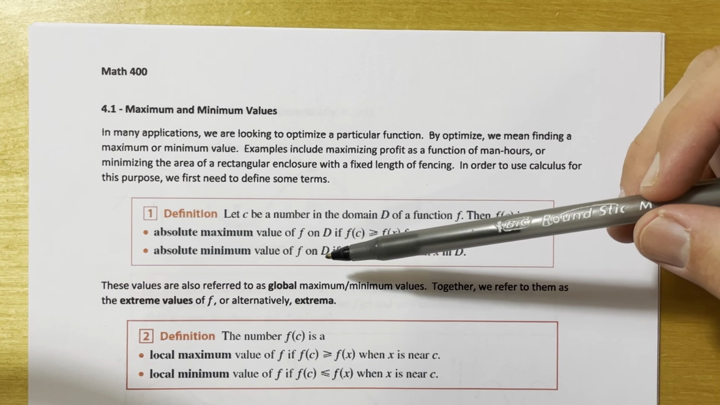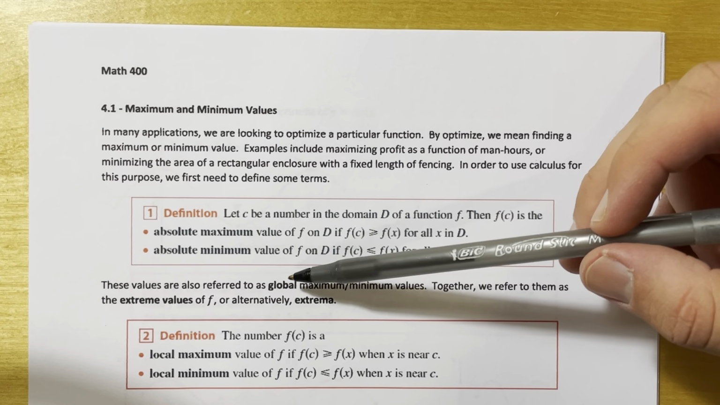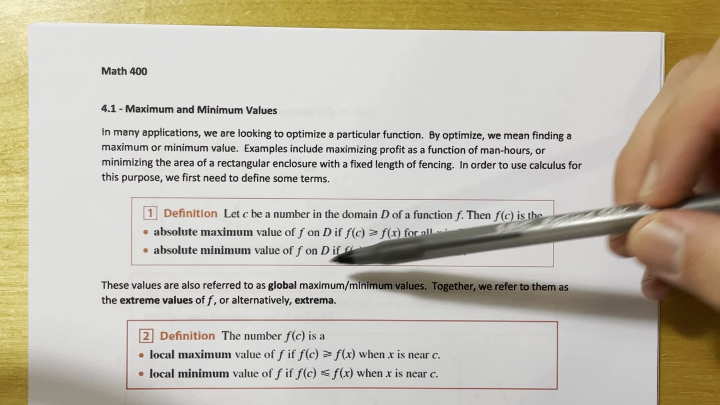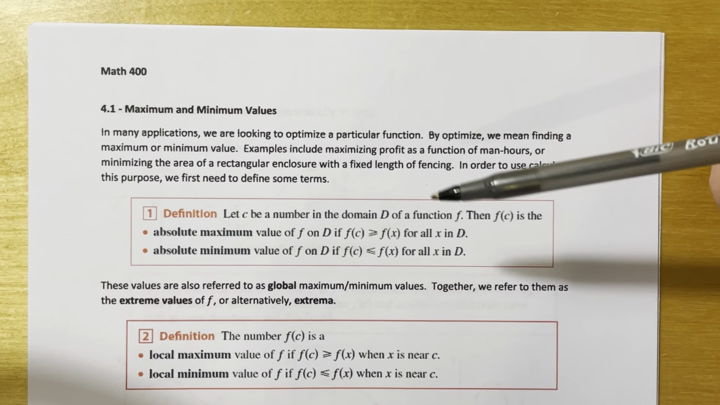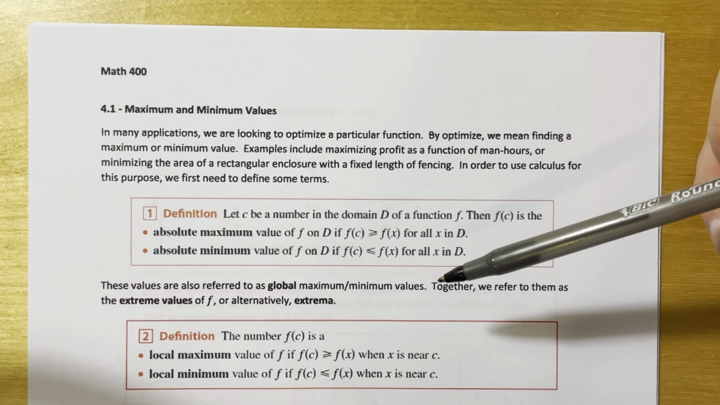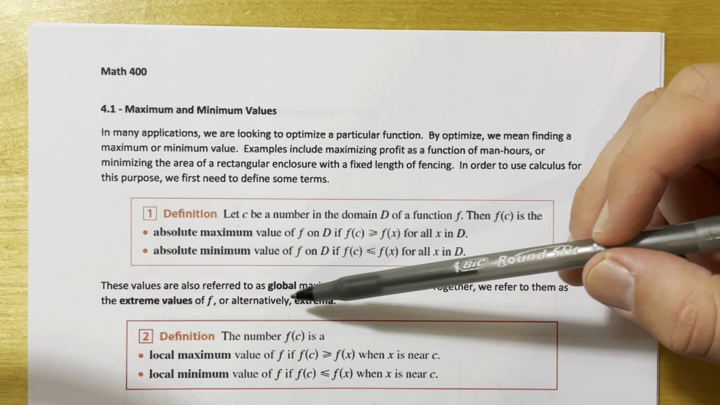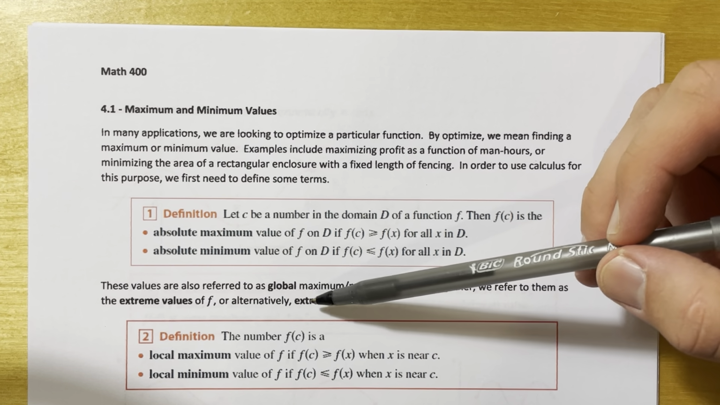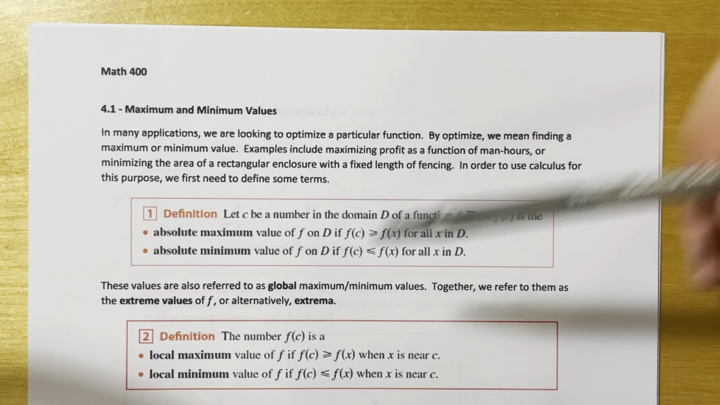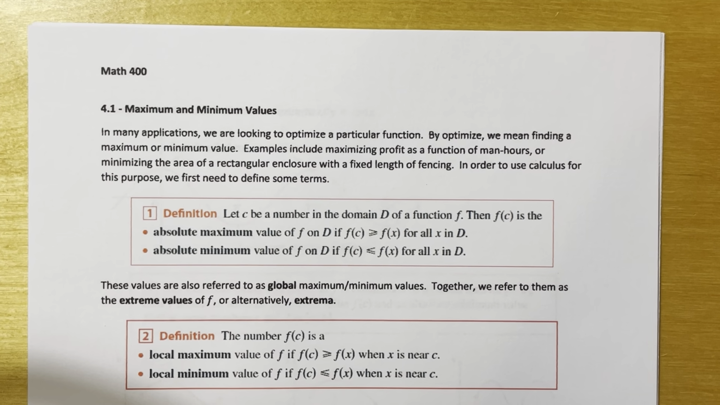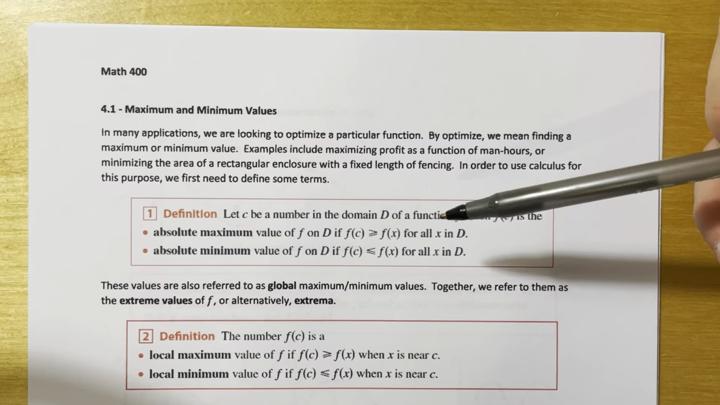Now, we sometimes refer to these as global extrema, global maximum and minimum values. That's an interchangeable term with absolute maximum and absolute minimum. And together we refer to these as extreme values, or if we want to use an alternative term, extrema. So extrema is plural. Okay? We'll be using that term a lot.